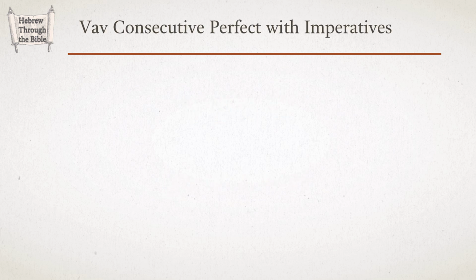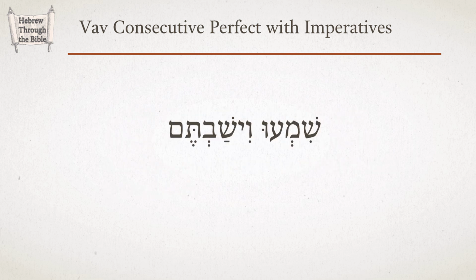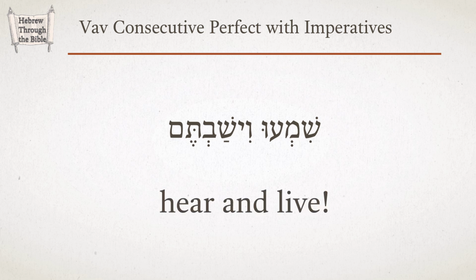The rule is this. A Vav Consecutive Perfect may follow an imperative and take on the character of the imperative that preceded it. Here's another example. In Hebrew, you can say, Shim'u vishavtem. And you can translate like two imperatives, hear and live.